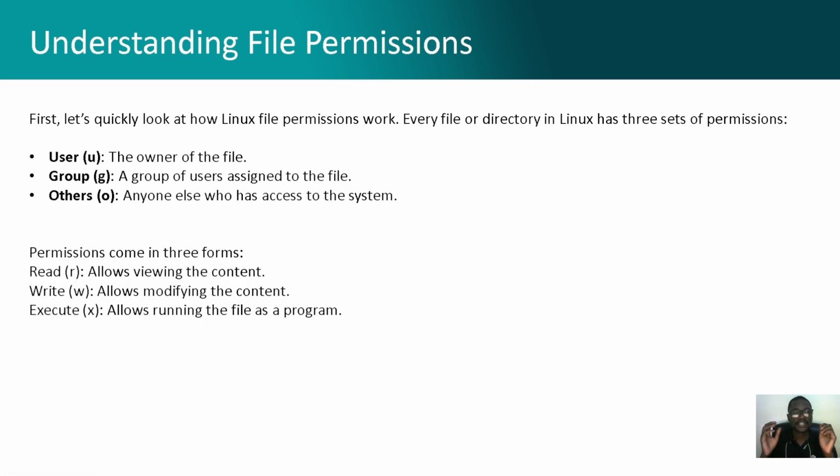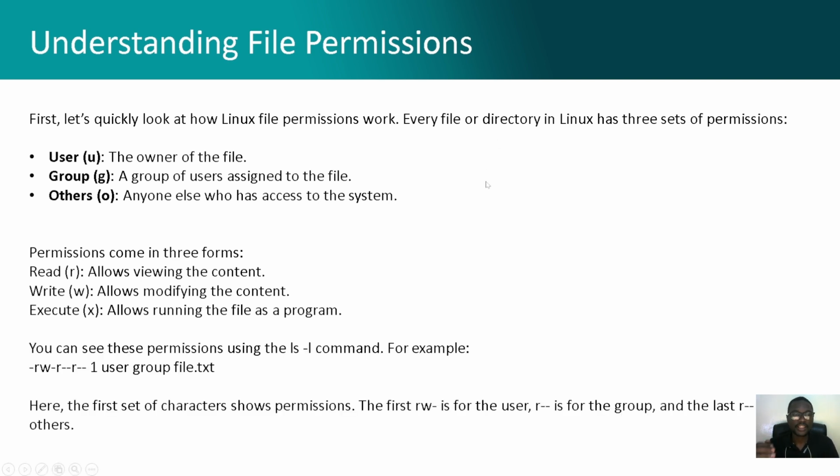Permissions come in three forms: read, write and execute. Meaning, is a user allowed to read the file, execute the file, or modify the file in terms of writing to it. In Linux we can check the permissions of a file using the ls -l command, and I'm going to be demonstrating that to you.